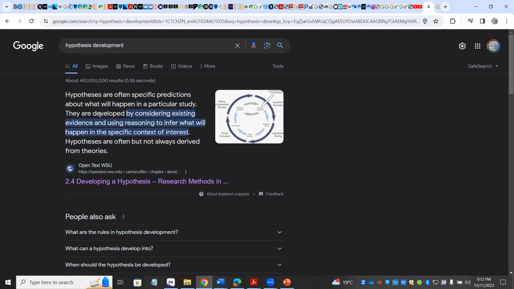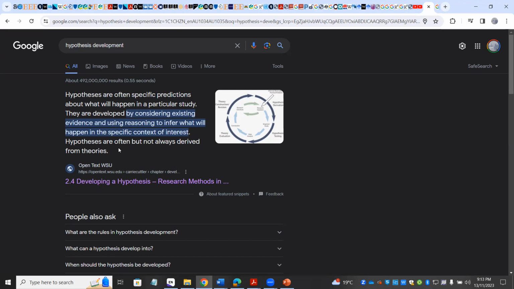So how do you develop the hypothesis? And when do we develop hypothesis? They are developed by considering existing evidence and using reasoning to infer what will happen in the specific context of interest. Hypotheses are often but not always derived from theories. I really like the last statement. So you can develop your hypothesis from theories, but it's not always the case.